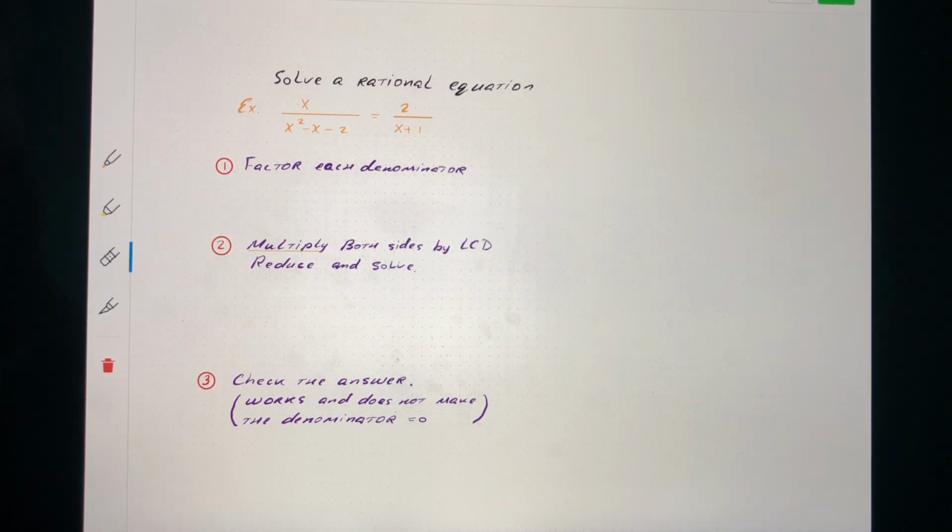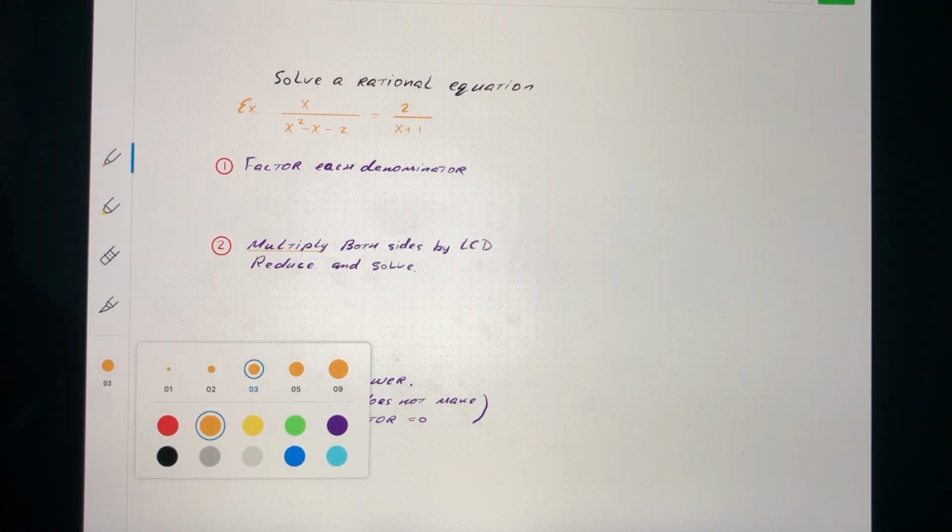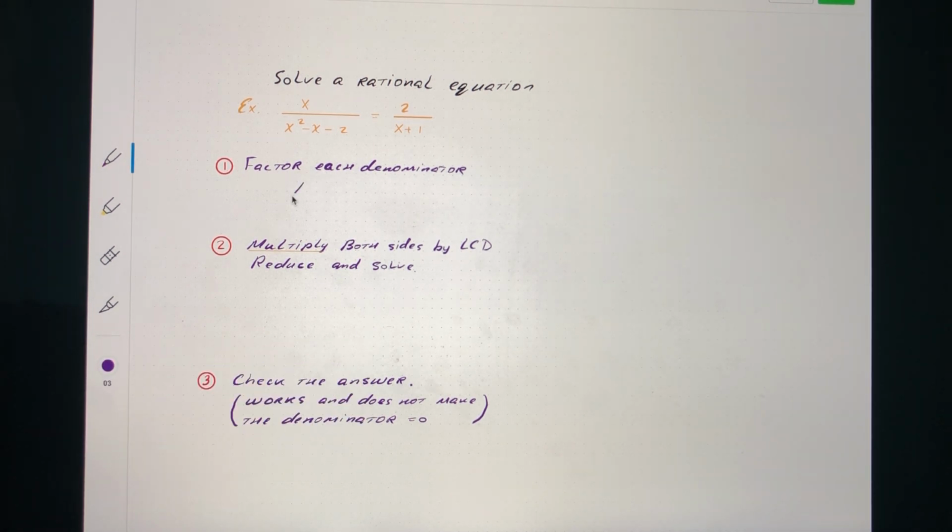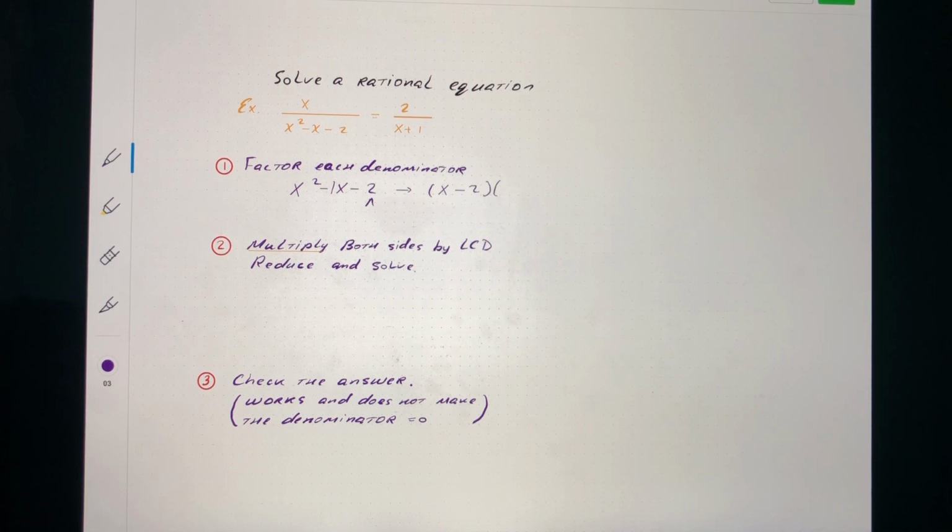The first step is to factor the denominator if possible. The denominator is x squared minus x minus 2, and to factor we're looking for two numbers that multiply to negative 2 and add to negative 1. That would be minus 2 and plus 1. That's the end of the first step. The right side cannot be factored because it's already as simple as possible.